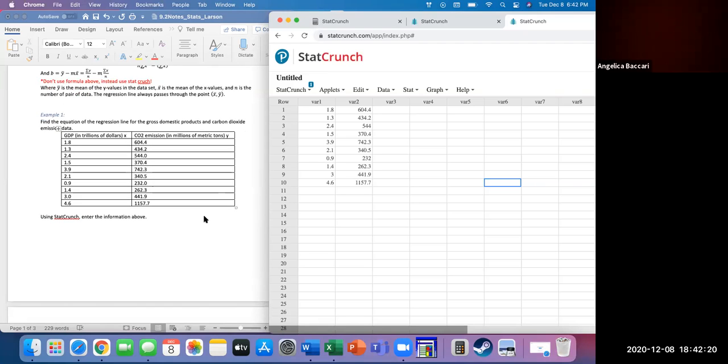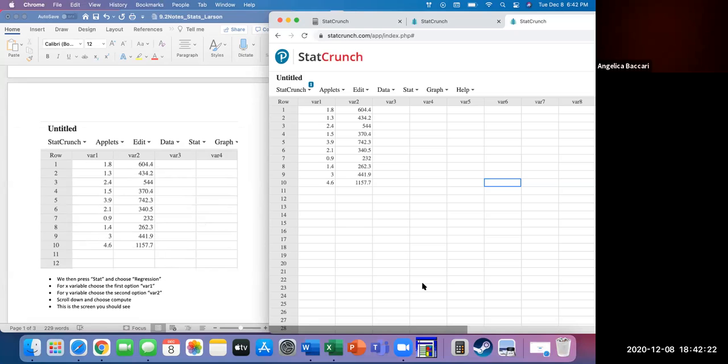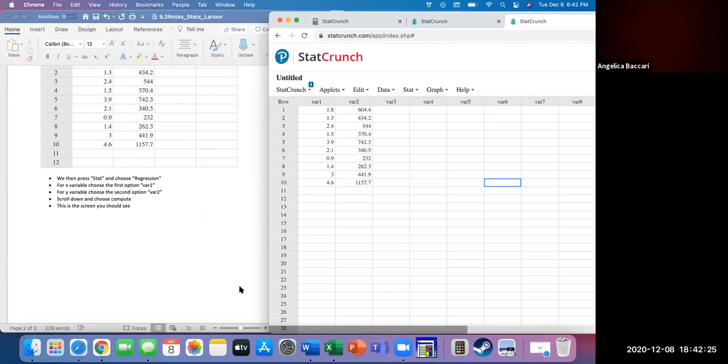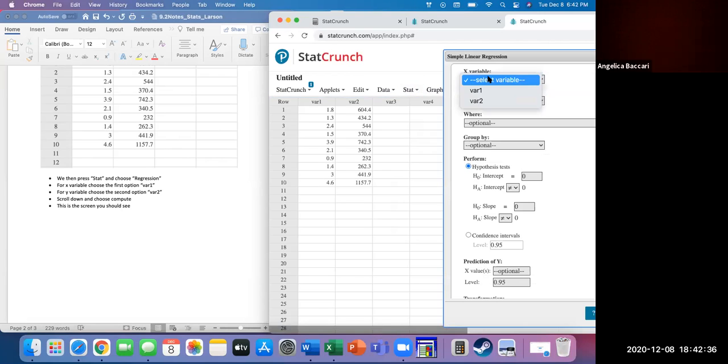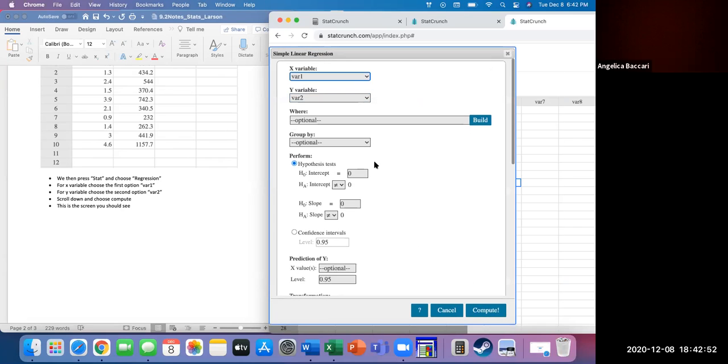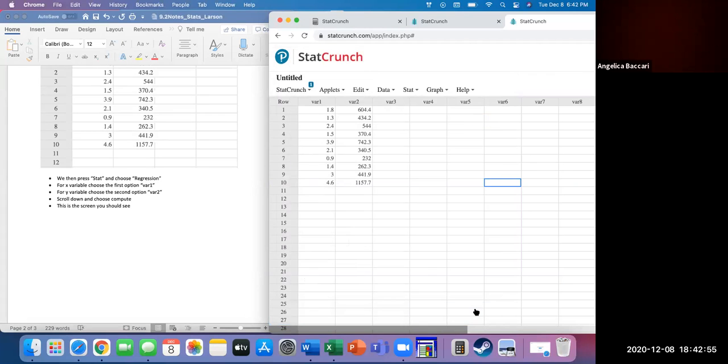All I did was punch them in, just like we see here in the chart. And I want to show you how to use StatCrunch and also have this information in your notes. So you want to choose Stat, choose Regression, choose Simple Linear. You add that to the notes. And then you want to choose the first option for X. So we're saying that this is our X. That's our var1. If we would have labeled it like an X, it would have chosen X. And then our var2 is going to be our Y. We go ahead and choose Compute.